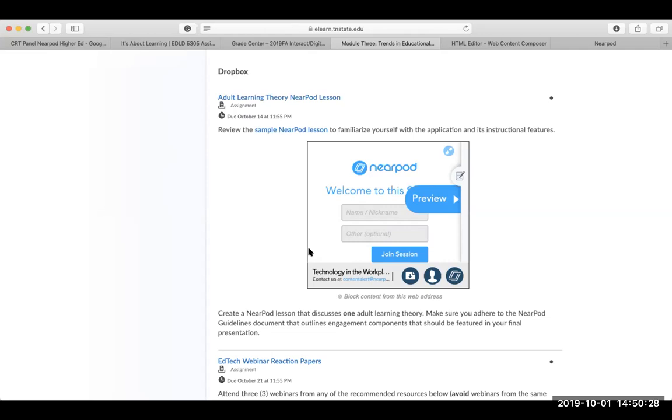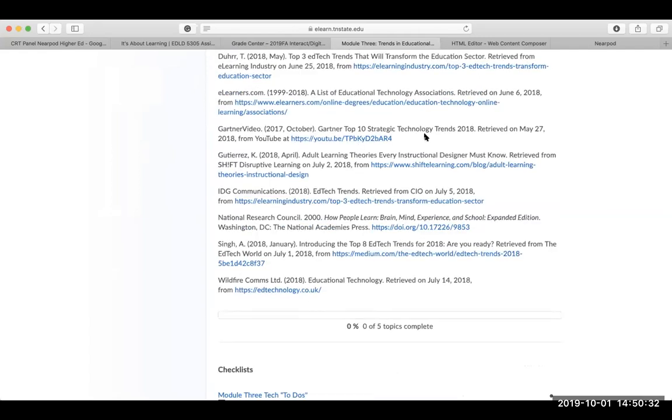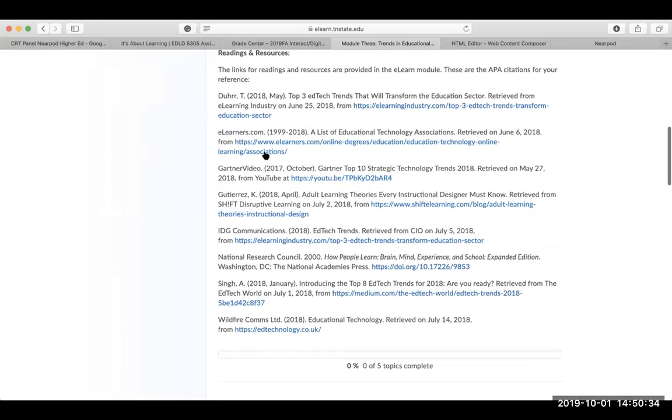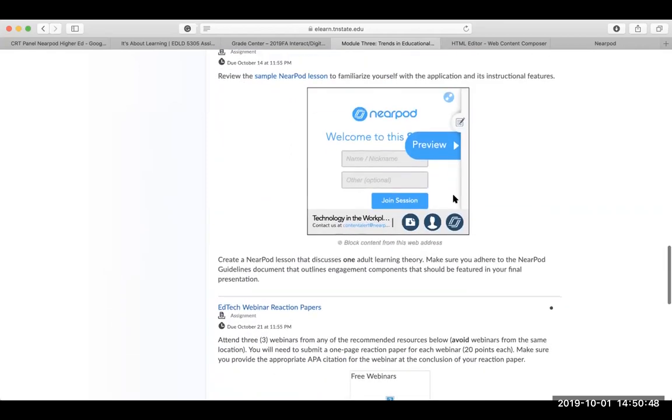with instructional content. So one of the resources that I want to refer you to is the Gutierrez article, or the Gutierrez reference on adult learning theory, and something that every instructional designer or EdTech professional should know. In addition to that, you are also encouraged to look at the Nearpod guidelines to help facilitate your lesson. You can actually go in and start previewing this lesson.